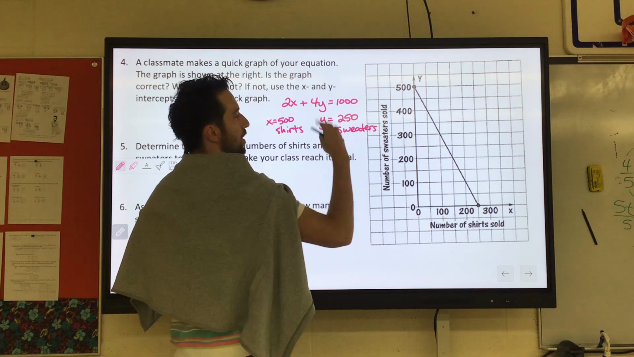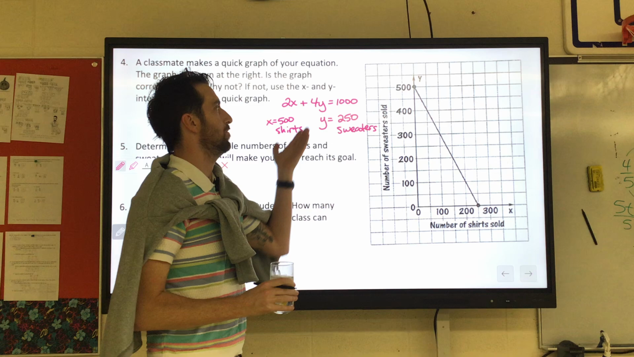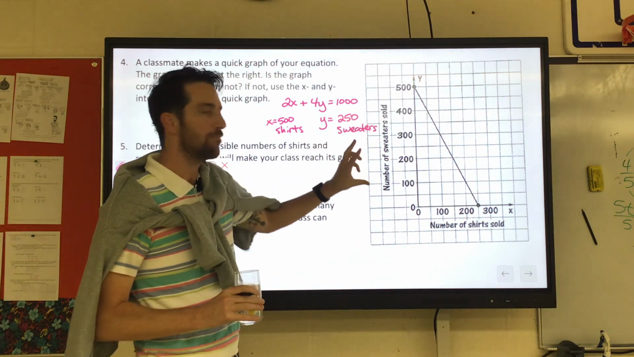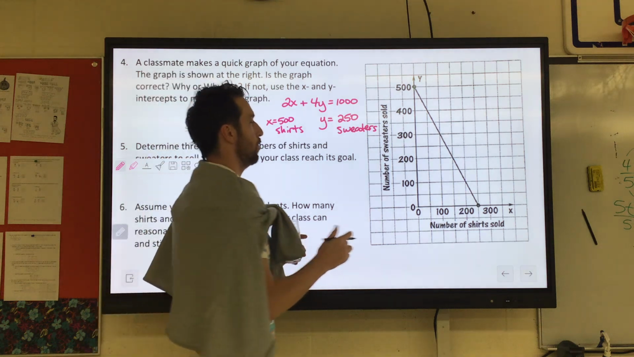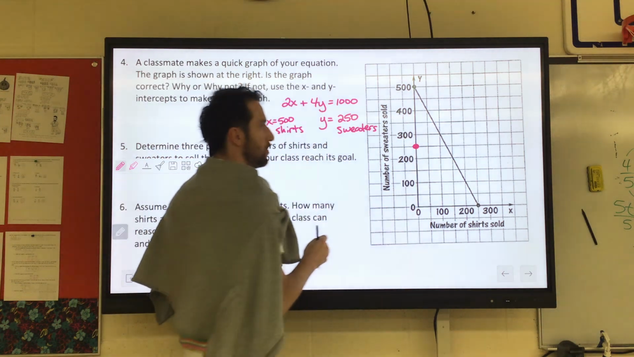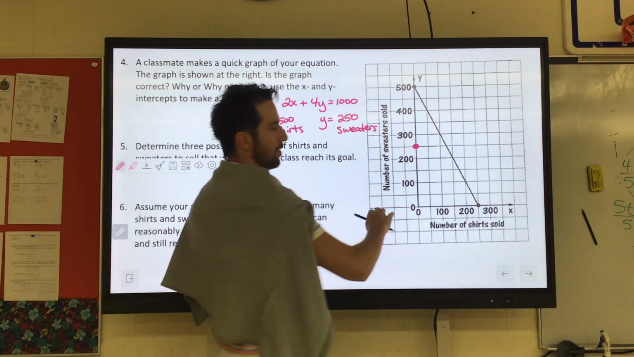So the y is the up and down axis. Great, number of sweaters sold. But it should be 250. It shouldn't be at 500. They got them flip-flopped. So the y-intercept should be here at 250. The x-intercept should be the one that's at 500, because that's the number of shirts.